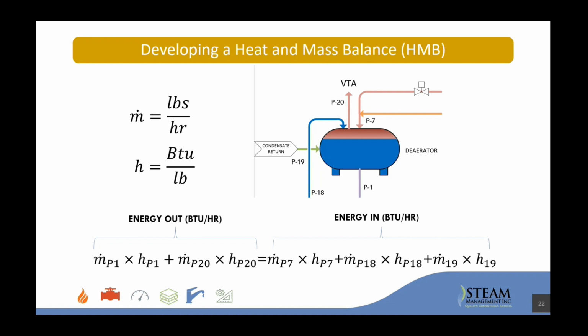Your energy out is going to be equal to the mass flow of P1 times the enthalpy of P1, plus your vent steam mass flow times its enthalpy. Those are your energies going out of the system. Your energies going in are your total steam P7, condensate return P19, and your makeup water P18. If you set those equal to each other, there should be the same amount of BTUs per hour on both sides. Alternatively, you can put them on the same side, and then all of those energy flows together should equal 0, which is how we do it in the table.